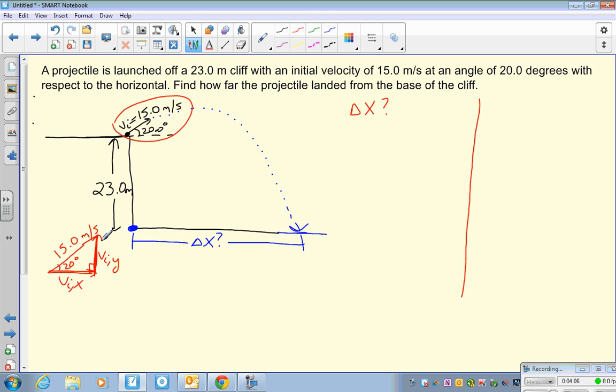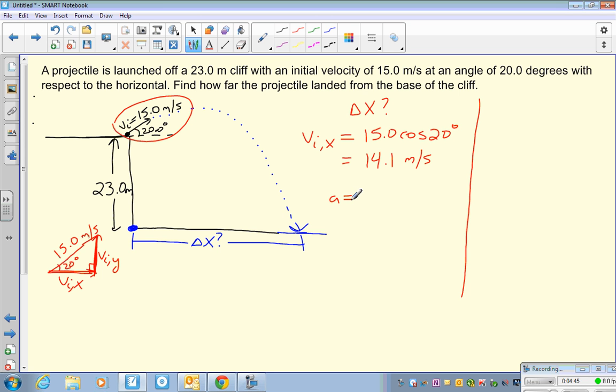So now if Vix, if you notice, it's the adjacent side. So to find the adjacent side, we always use cosine. And so Vix, that's V initial in the x direction, is going to be 15 cosine 20. And if you type that into your calculator, and I should have written 20.0 for sig figs, 15 cosine 20 is 14.0953, and so on. To use 3 sig figs, that is 14.1 meters per second.